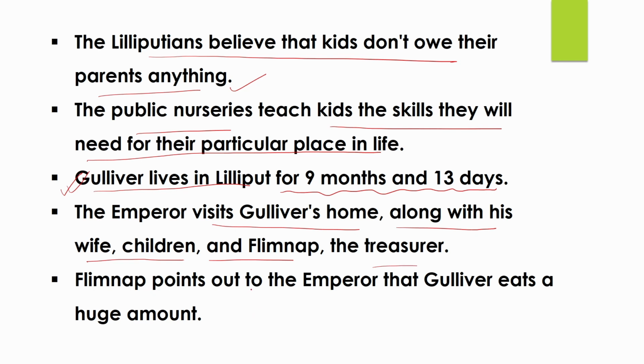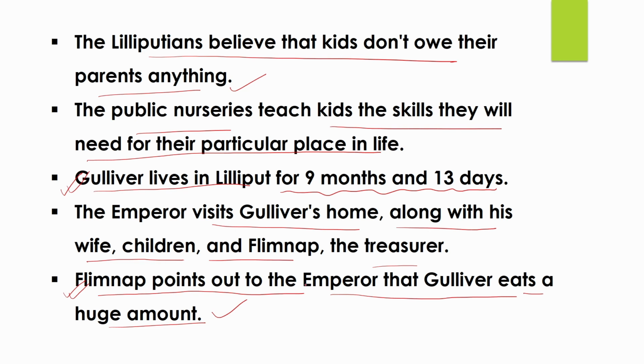Gulliver notices that Flimnap keeps looking at him with a frown on his face. Flimnap, like Skyres Bolgolam, is a secret enemy of Gulliver. Flimnap used this visit to Gulliver's house to point out to the emperor that Gulliver eats a huge amount and that the emperor's cash stores are starting to get low as a result.